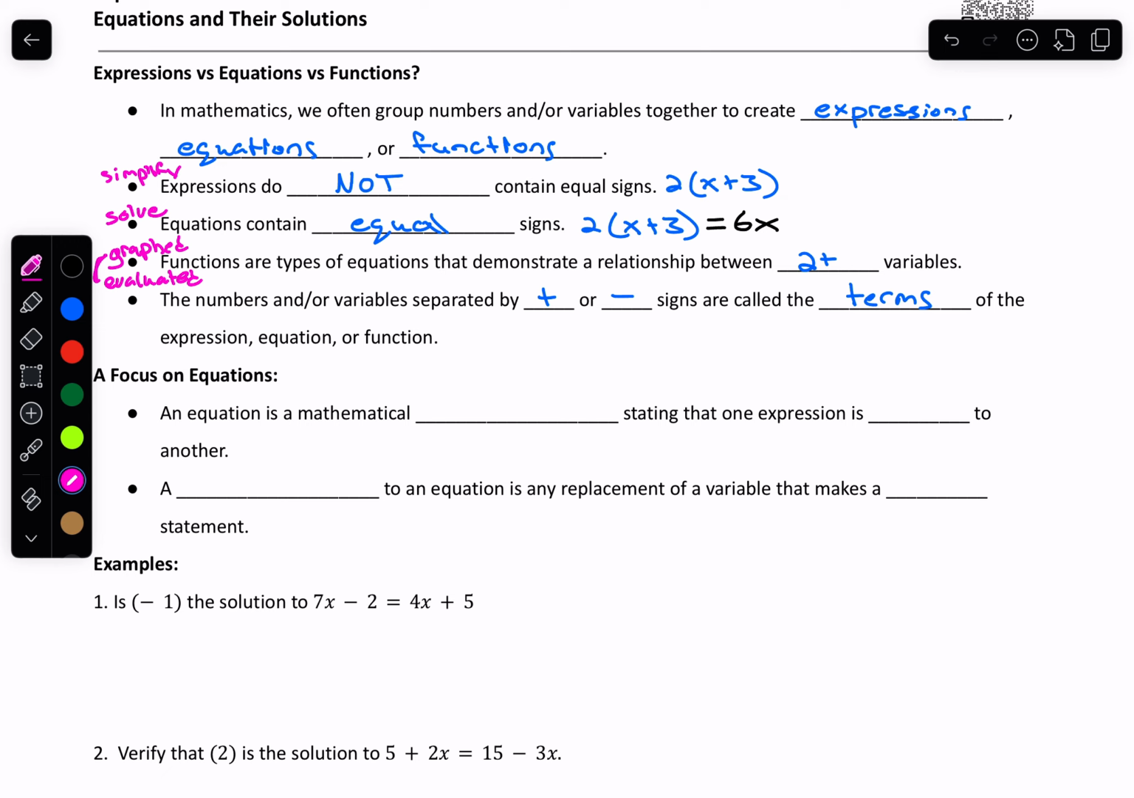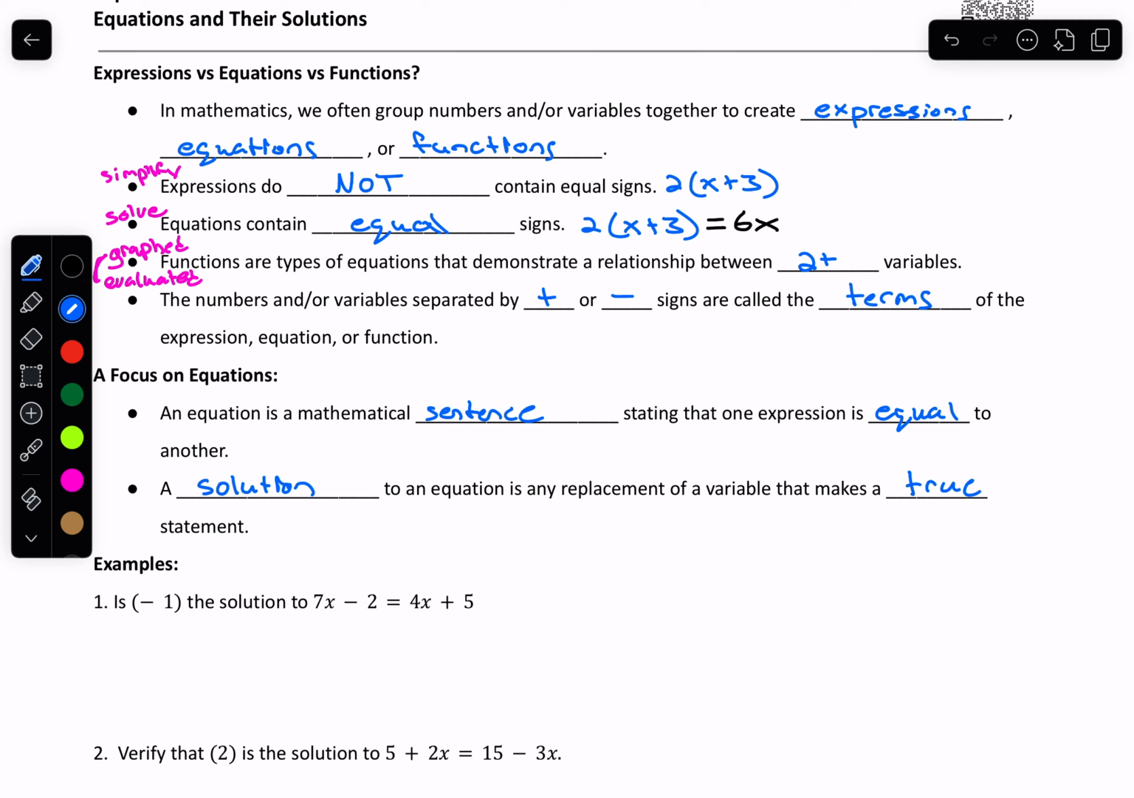An equation is a mathematical sentence stating that one expression is equal to another expression. A solution to an equation is any replacement of a variable that makes a true statement. So what we're going to be doing when we solve equations is trying to find the value of a variable that creates a true statement when we plug that variable into the equation. And by true statement, I mean something like 3 equals 3 or 0 equals 0, something that is fundamentally true.